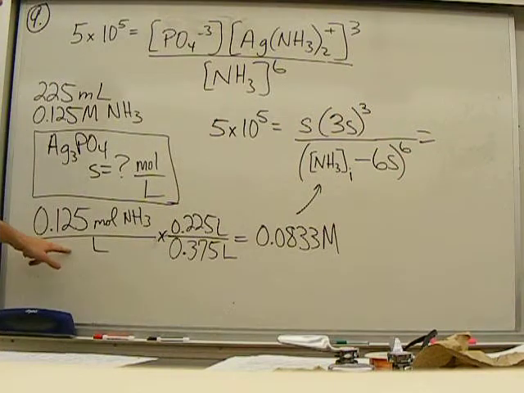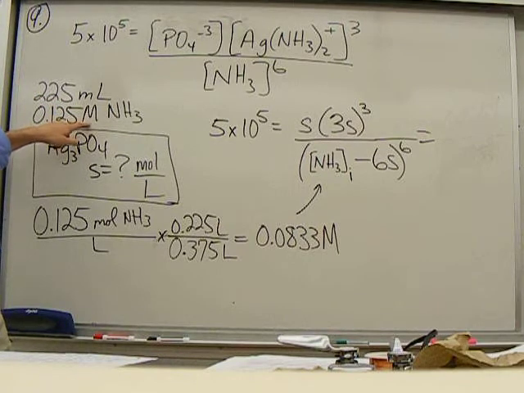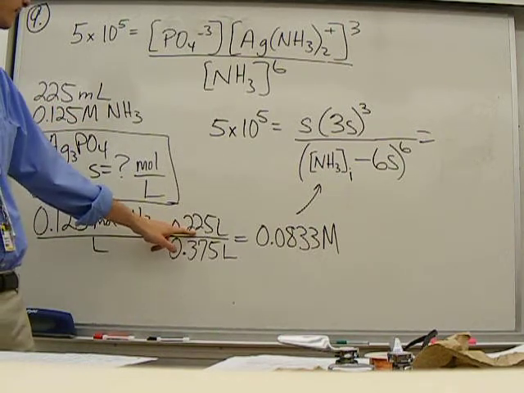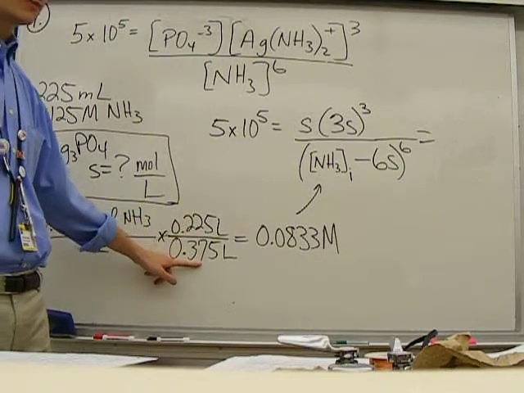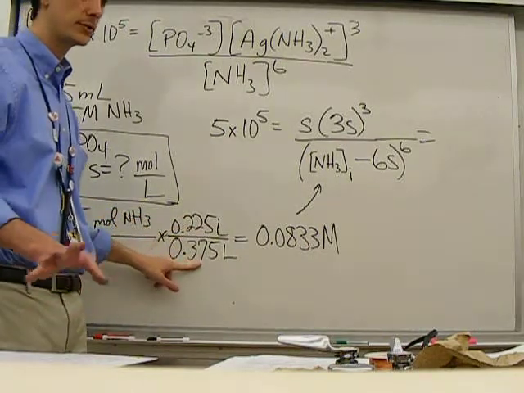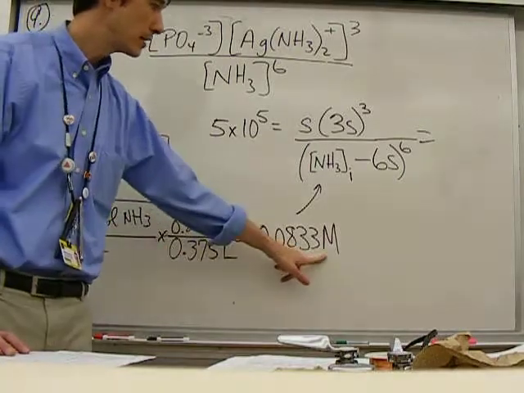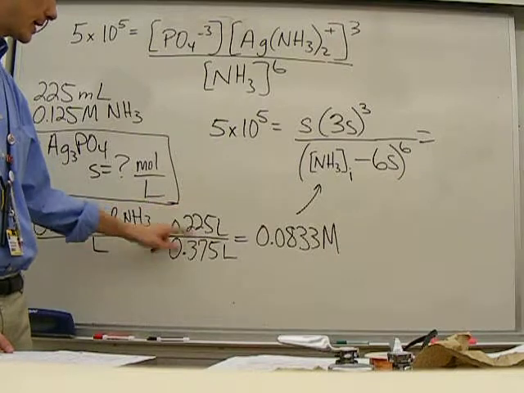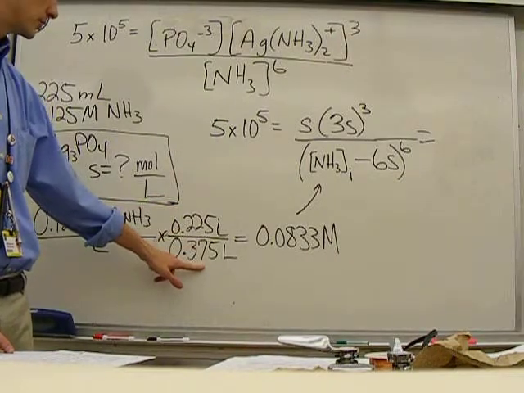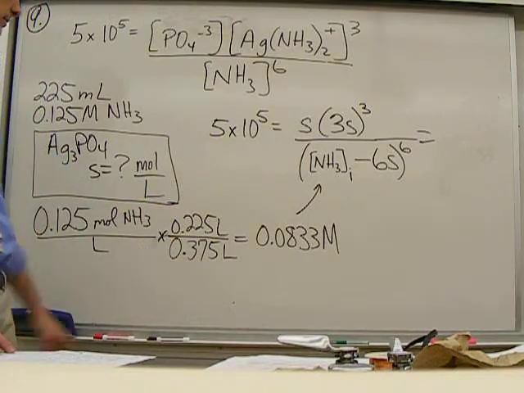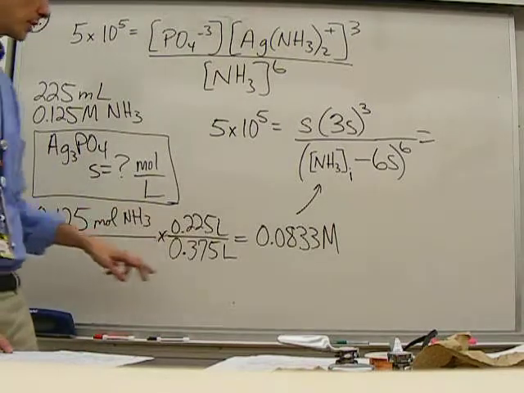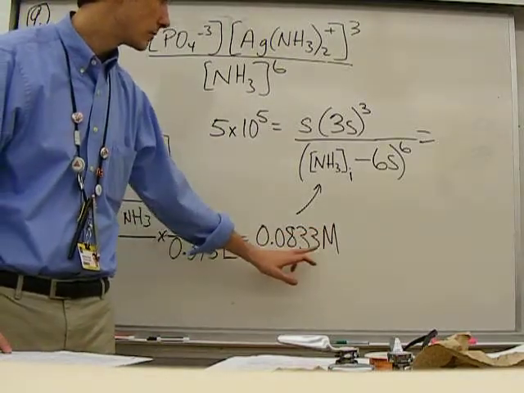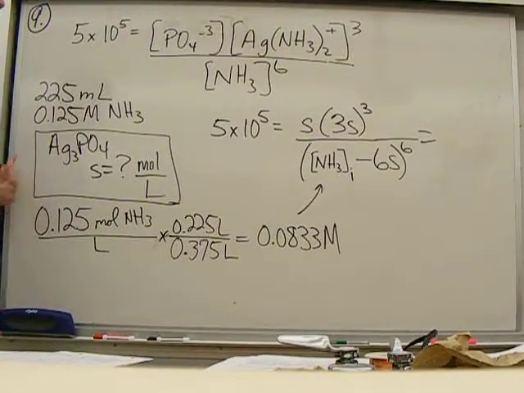If we do the math, we have 225 milliliters of ammonia, 0.125 molar. So we figure out how many moles we have. I'm dividing this by 0.375, that is the total volume of the solution. We want the molarity of the ammonia, so times the volume that it came in, divided by the total volume of the solution. That's what this is. So those liters cancel. Yeah, moles per liter, sorry. Okay, 0.0833 molar initially.